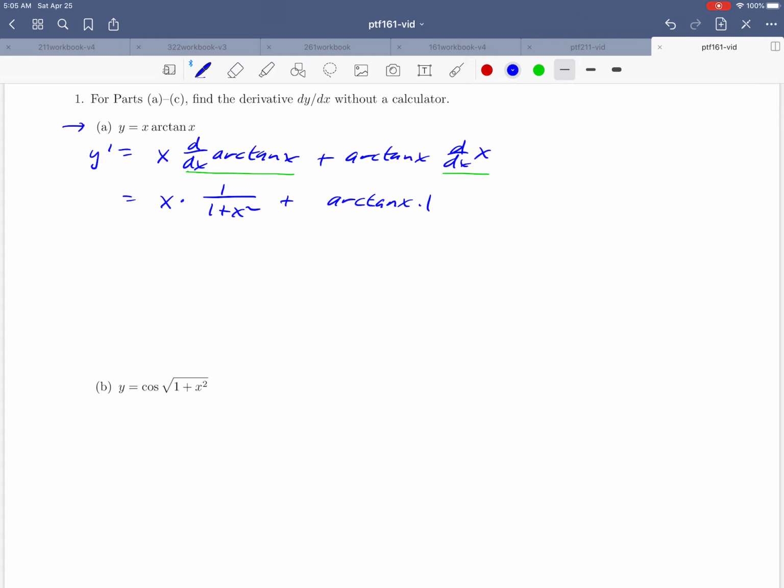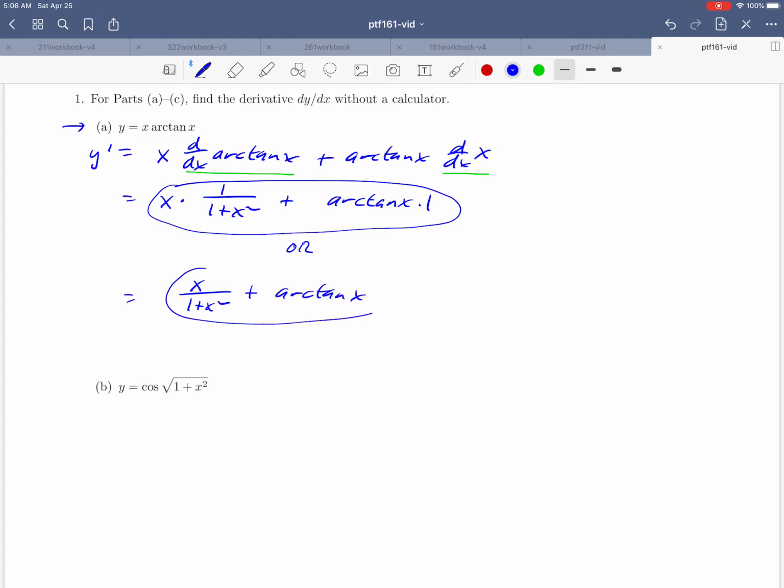Okay, and at this line we've taken all of our derivatives, so we could stop there. If you wanted to simplify a little bit, you might notice that x times 1 over 1 plus x squared, we could put that together into one fraction. Maybe write our answer like this. Okay, so there's part A. Let's move on to part B here.